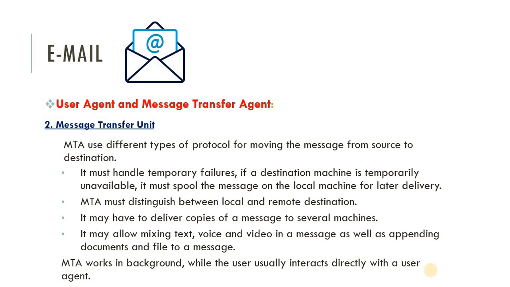MTA uses different types of protocol for moving the message from source to destination. It must handle temporary failures if a destination machine is temporarily unavailable. It must spool the message on the local machine for later delivery. MTA must differentiate between local and remote destination. It may have to deliver copies of messages to server machines. It may allow mixing text, voice and video in a message, as well as appending documents and files to a message. MTA works in background while user usually interacts directly with the user agent.